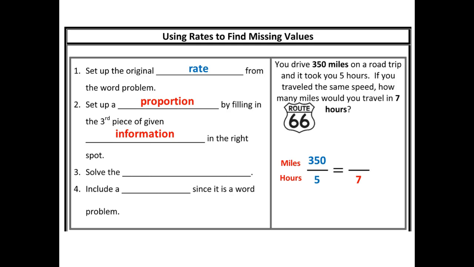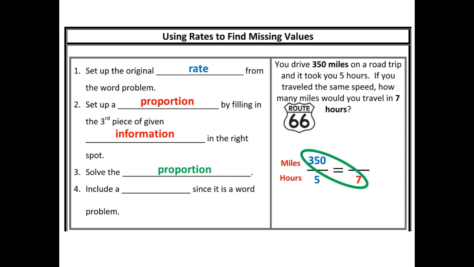Now I have 350 miles over 5 hours equals some unknown amount of miles over 7 hours. So I'm finding the new amount of distance, the new number of miles, if I drove the same speed, the same rate, for 7 hours. Setting up the proportion is the challenging part. Solving the proportion is pretty straightforward. We've been solving proportions for quite a while.